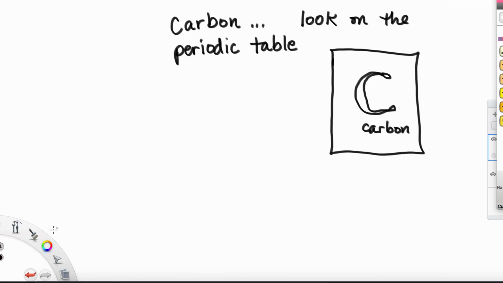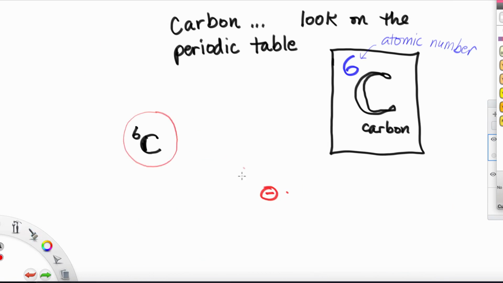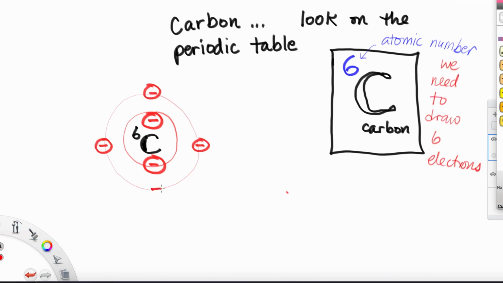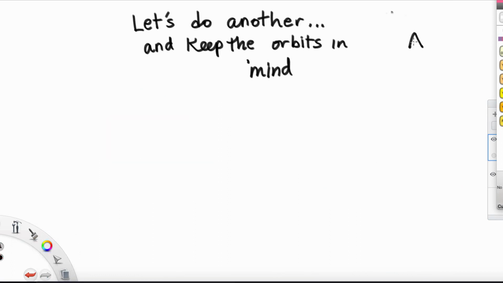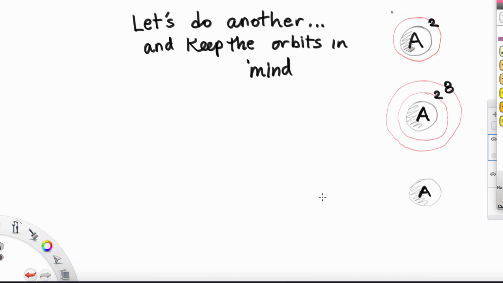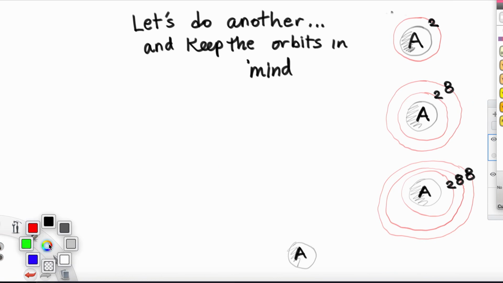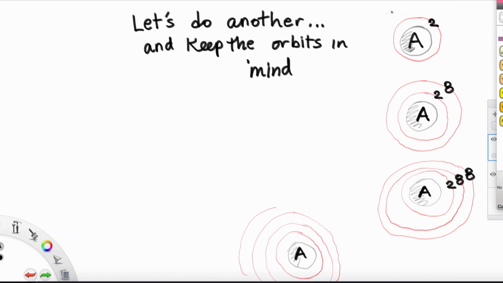So let's try drawing some Bohr diagrams. Let's look at carbon. Its atomic number is 6. What that means is its first orbit can hold 2 electrons. The second orbit can hold 8, but because it has a total of 6 electrons, then the final orbit has 4. Let's do another one, keeping the orbits in mind, that the first orbit contains 2, the second one 8, then it's 2, 8, 8, 2, 8, 18, 8.